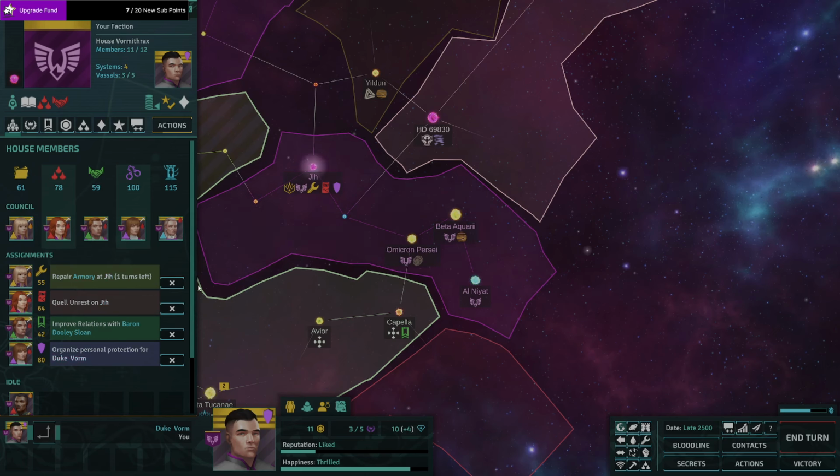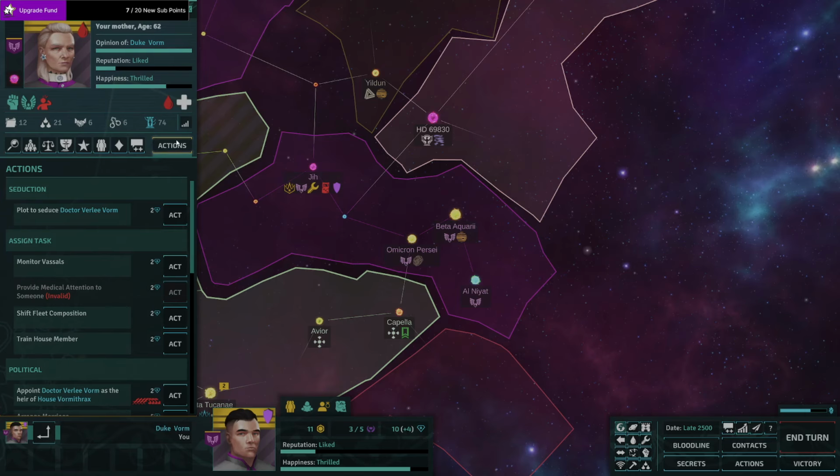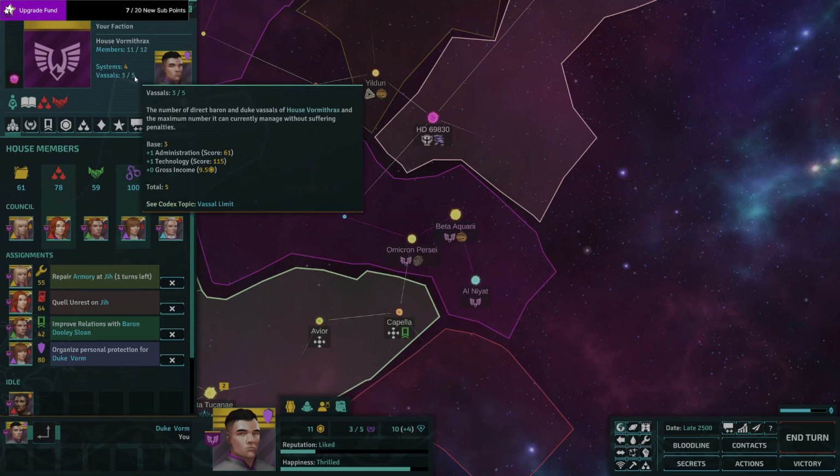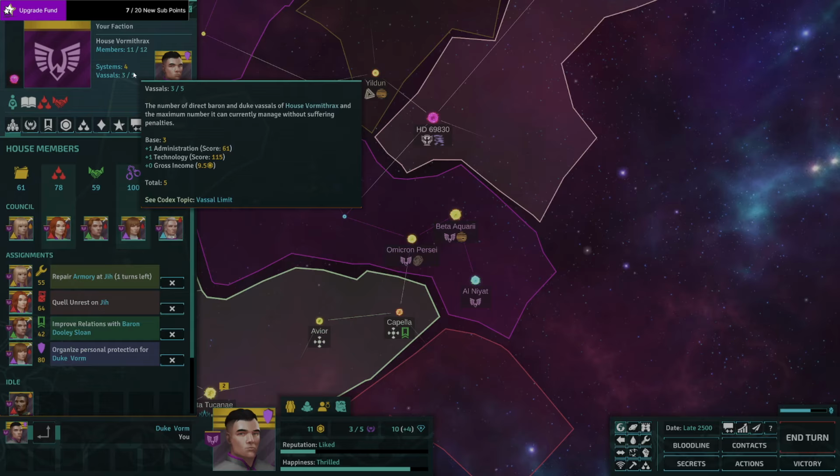But, however, so tech, action. So what do we got? We got monitor vassals. This is going to raise our vassal limit. Currently, we're at 3 out of 5. I have 3 vassals. My current fiscal ability means I can control up to 5 without taking any negatives. So it'd be good to get some more vassals.